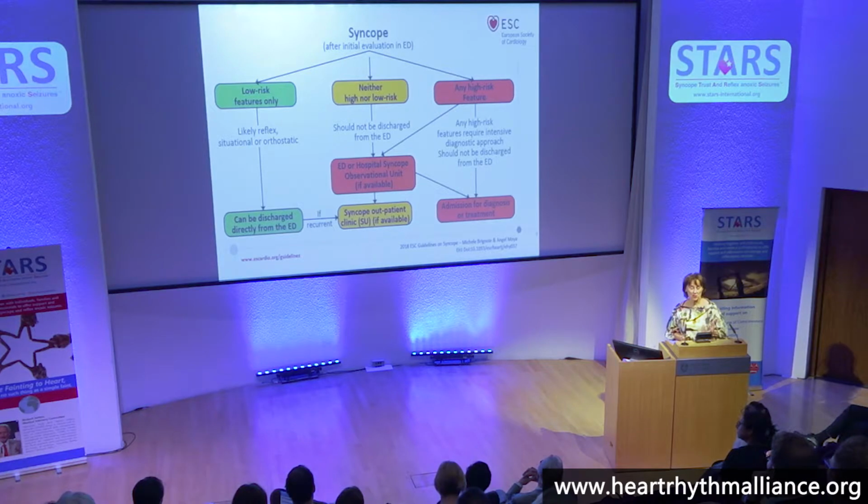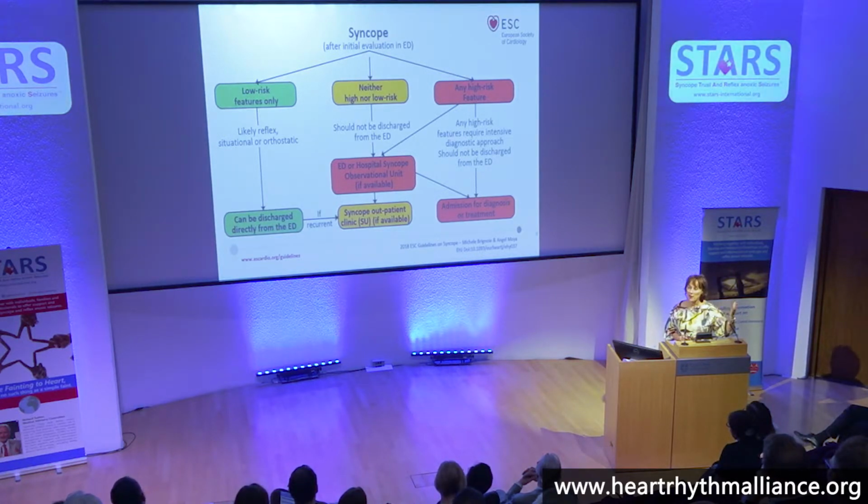And basically, the risk stratification depends on history. Was the person lying down or sitting down when it happened? Were there palpitations or chest pain, etc.? So red flags for history. Physical examination, any evidence of structural heart disease, and if so, what was that evidence? Electrocardiogram, and I'll come on to some of that in a moment, and past history, family history.